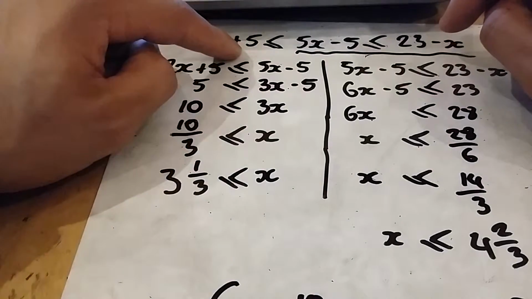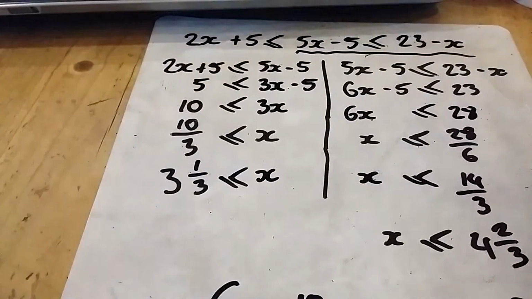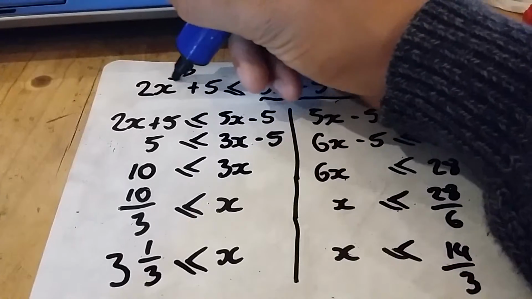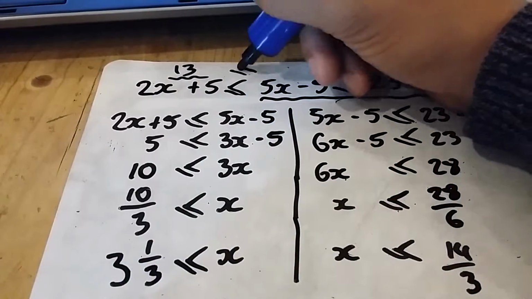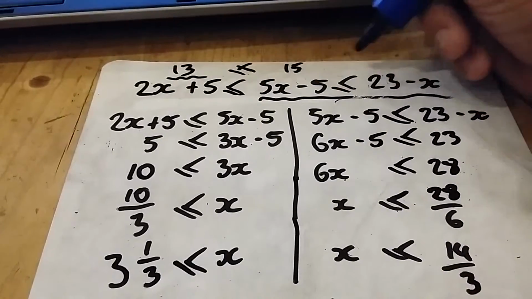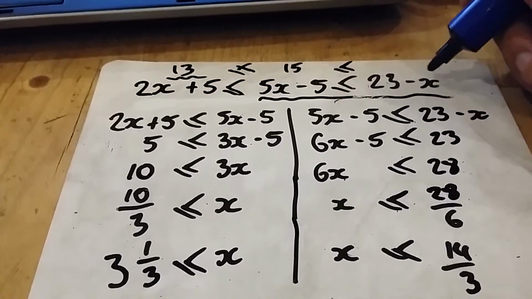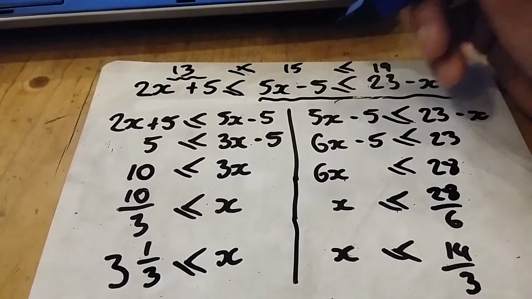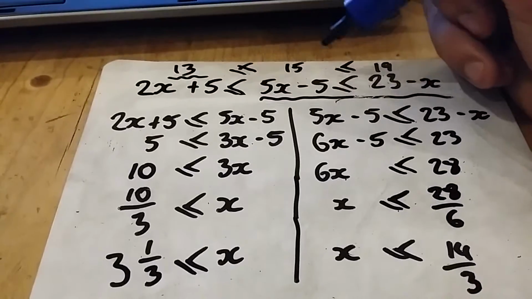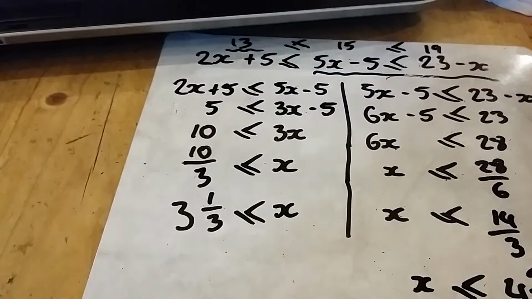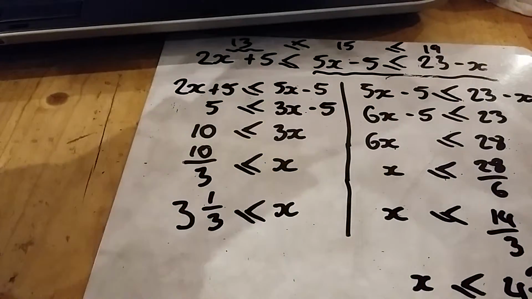So let's just do this then. 2 times 4 plus 5 is 13. I'll just write this down. So if x is 4, this expression is equal to 13. If x is 4, 5 times 4 is 20, minus 5 is 15. And if x is 4, 23 minus 4 is 19. So we've proven there that we are spot on, because substituting a number between the two inequalities that we found, it works there when we substitute it back into those 3 algebraic expressions.